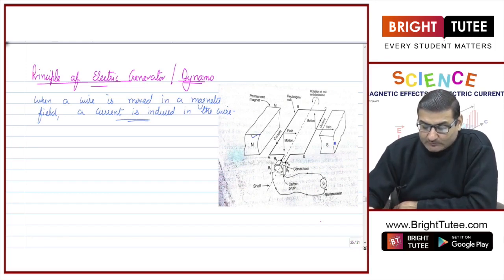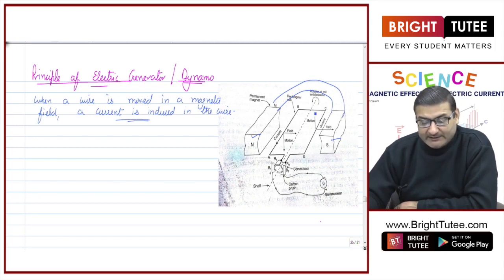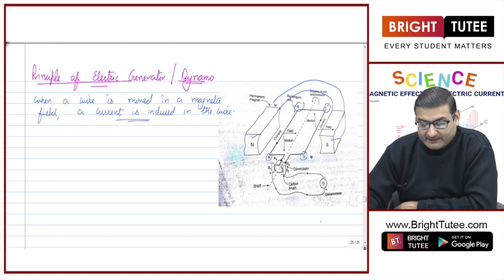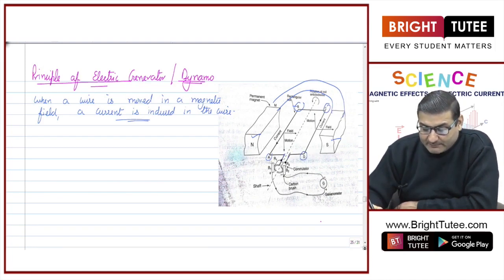In that motor, we had this north pole and south pole, a magnetic field, provided by a horseshoe magnet. There was a rectangular coil A, B, C, D, with four corners. Then we connected these split rings, the same as in the motor. There are B1 and B2 carbon brushes, attached to these split rings R1 and R2.